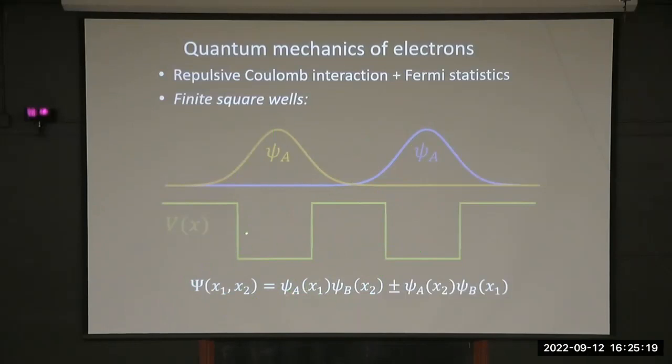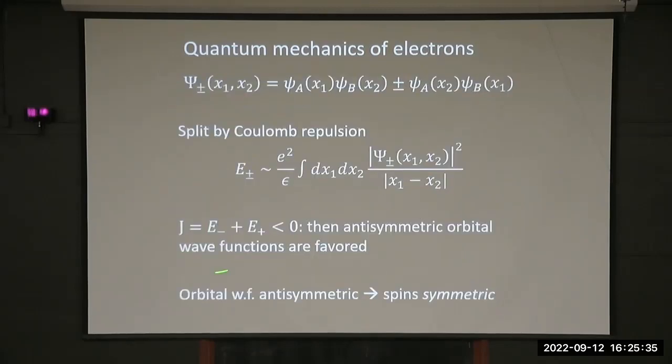There's a symmetric combination of the ground state orbital wave functions in the two wells and an antisymmetric combination. And then you can calculate for these two states the Coulomb energy that comes from the repulsion of these electrons with each other. If you do that, you'll find that in fact they don't have the same energy. There's a difference between them, which favors in this case the antisymmetric orbital state.